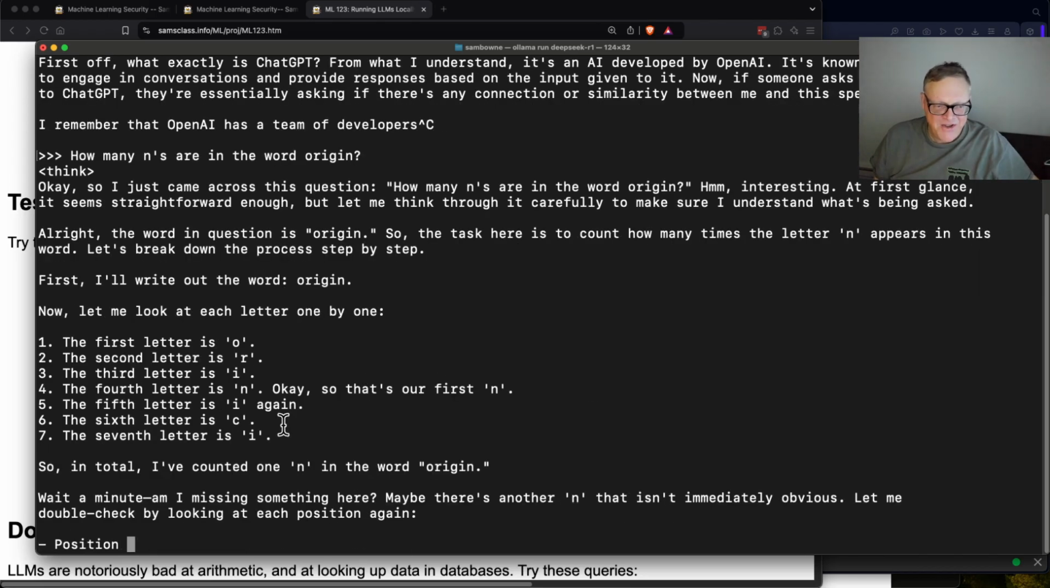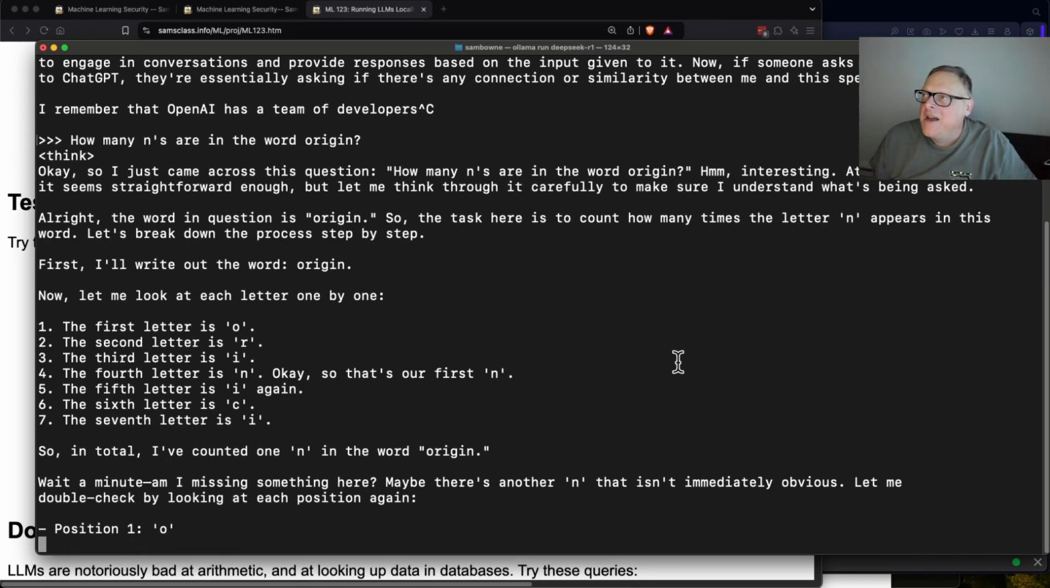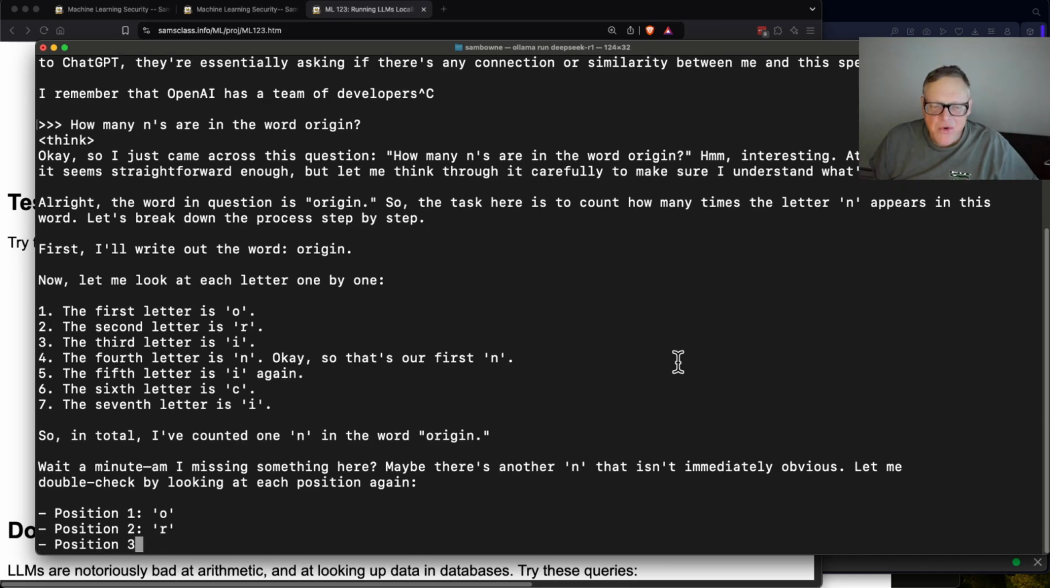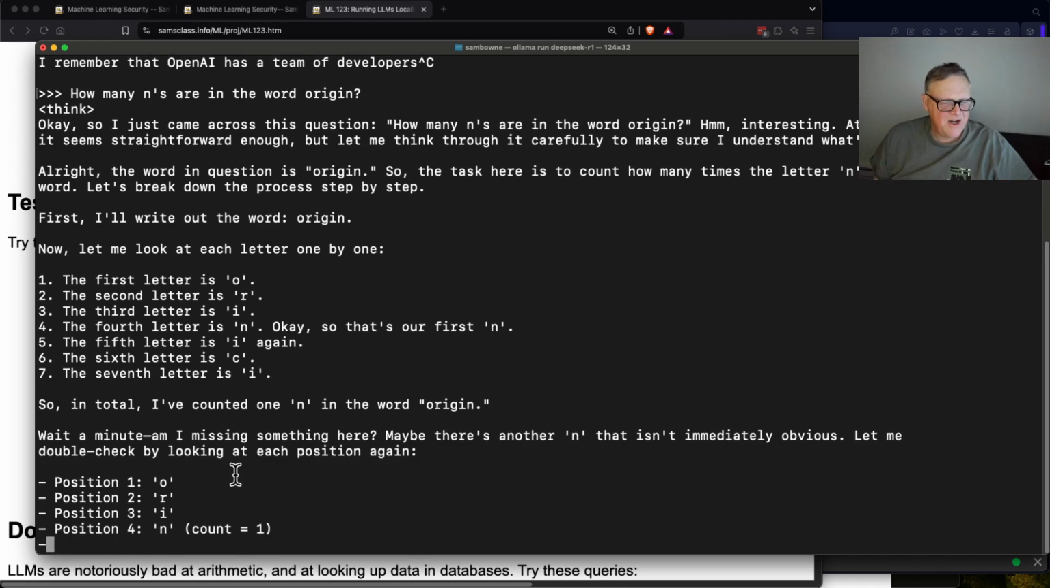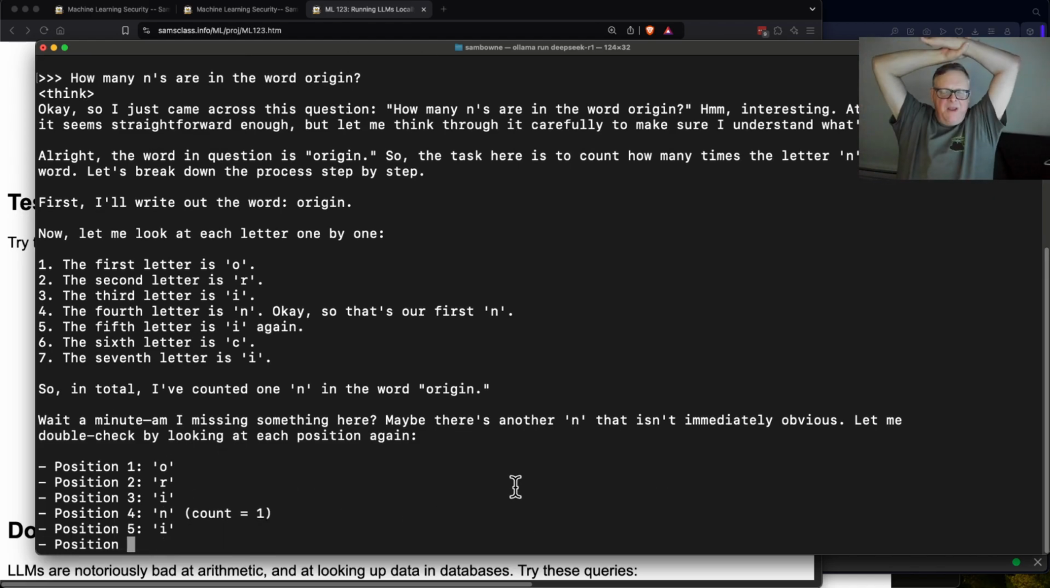I'd say it is. When I did it yesterday, it thought there were 7 letters in the word origin and 2 of them are N. Now it thinks there are 7 letters and only 1 of them is N. But it seems completely unaware that it is getting the letters wrong here. This is, I was hoping this would happen.